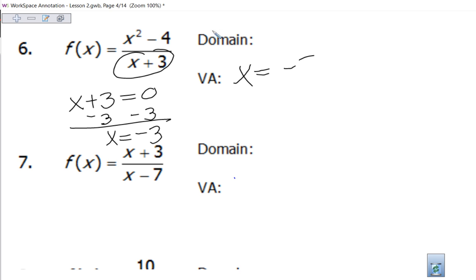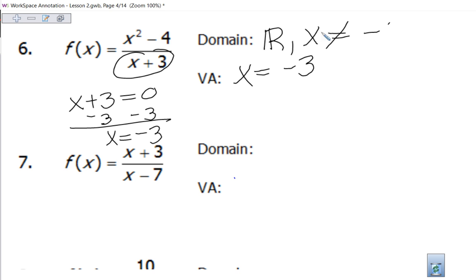Now your domain is going to be all real numbers except where that vertical asymptote hits. And where will that vertical asymptote hit? Negative 3. So the domain is all real numbers except x cannot equal negative 3. So find your vertical asymptote first to figure out what value has to be excluded from the domain.